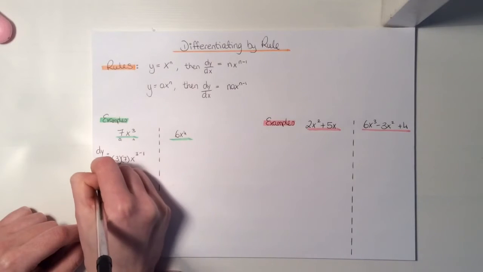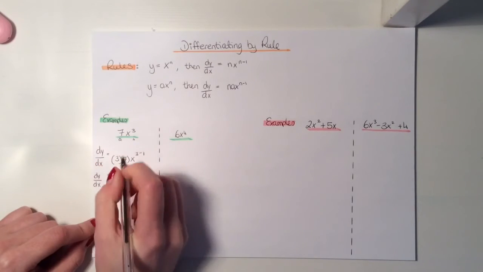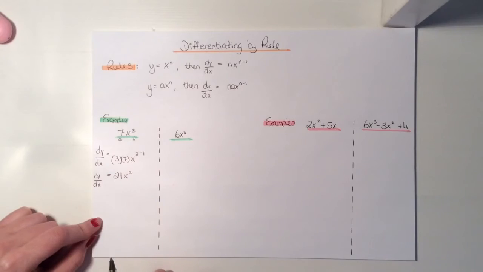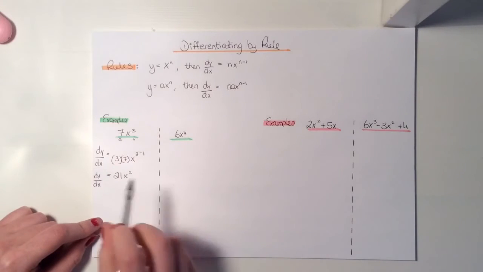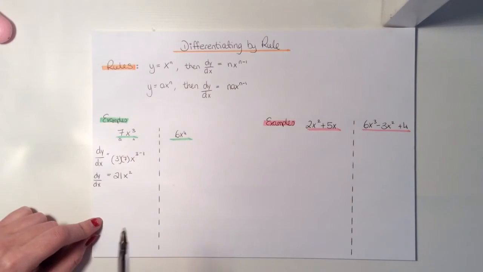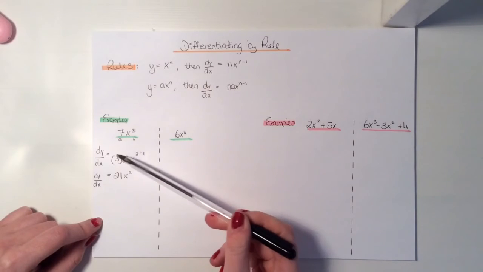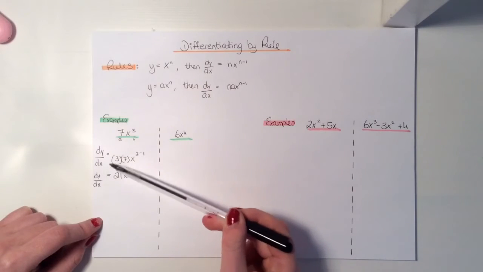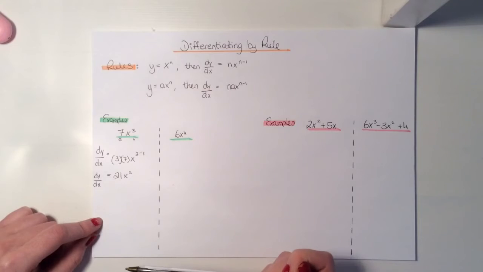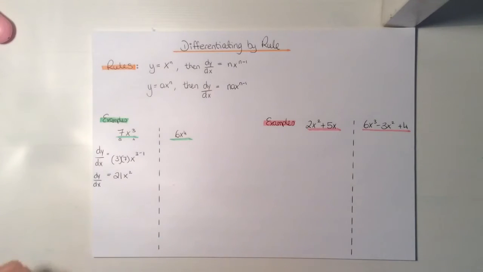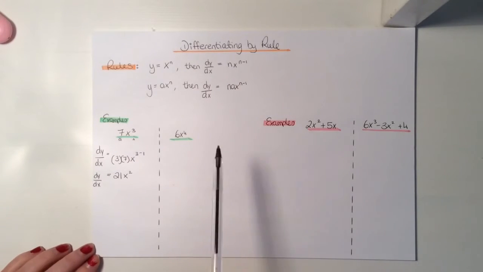So dy dx of 7x cubed is 21x squared. And that's it. That's your differentiation done. So you can see it is much quicker. Now you won't necessarily have to write it out in as much detail as you get used to it, but just to get the hang of it, please do.